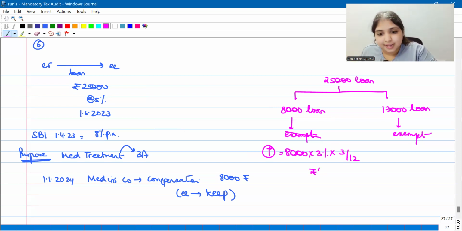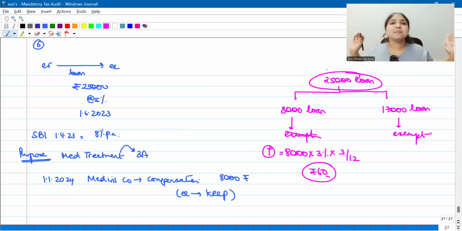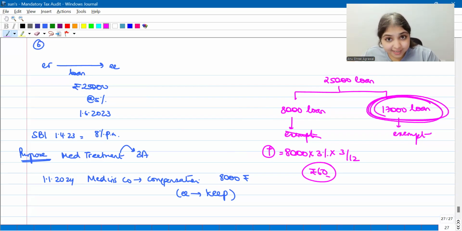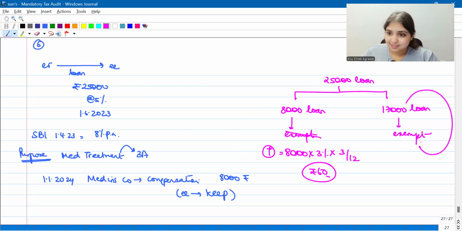So this will become my taxable perquisite. You're understanding? So the loan amount I'm going to split into two parts. The loan amount to the extent of which I got the double benefit and the balance loan amount. To this extent, I did not get any double benefit. So this was exempt, continues to be exempt. But this portion, yes, I got double benefit.